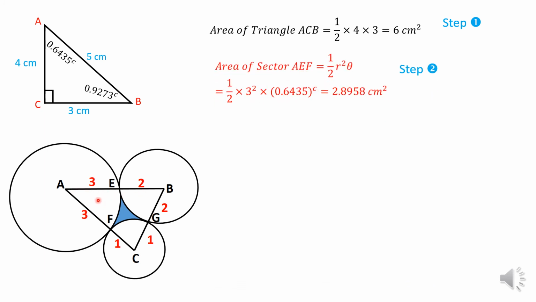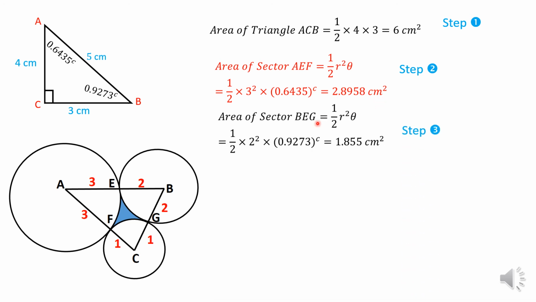So it's this one here with that angle of 0.6435 radians. That gives me about 2.8958 square centimeters. Step 3, I'm going to find the sector BEG, this one here, with a radius of 2. And then that angle there is 0.9273 radians. So I get about 1.855 square centimeters.